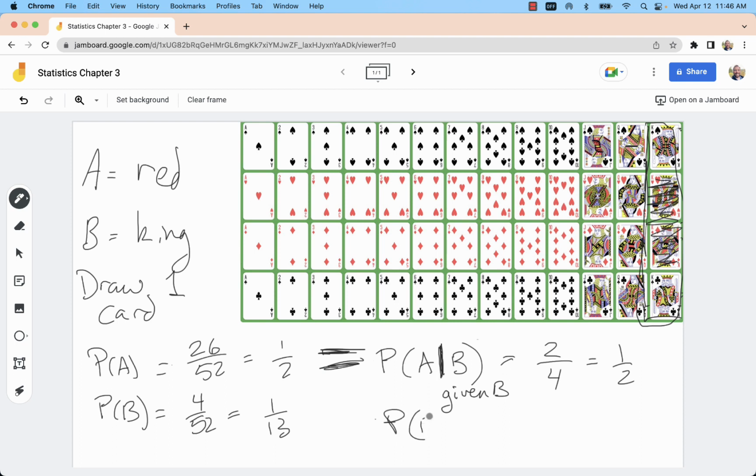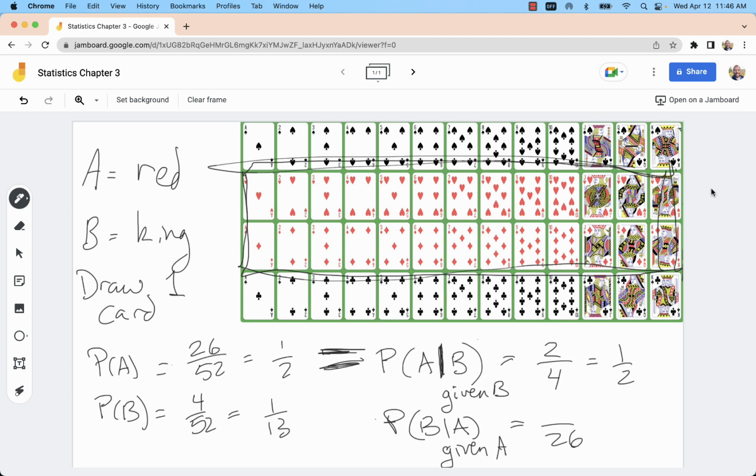Let's try it the other way around. B given A. So that's given that it is a red card, A. Given that it's a red card, boxing in the reds, that's 26 possible cards I can choose from if I'm given that information that it's red. So out of 26, the probability that it's a king, within that we've got 2 of them there. 2 out of 26 is 1 out of 13. So this is the best way, I think, to check for independence.